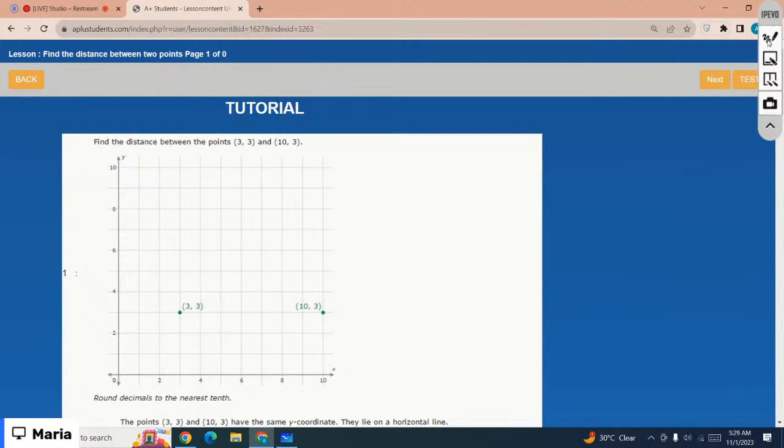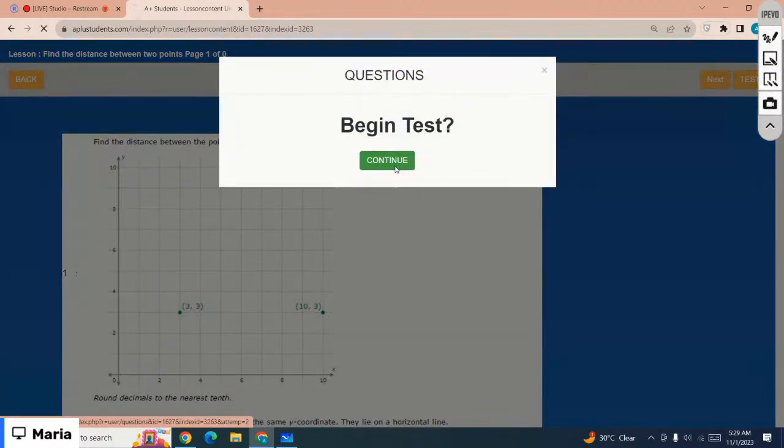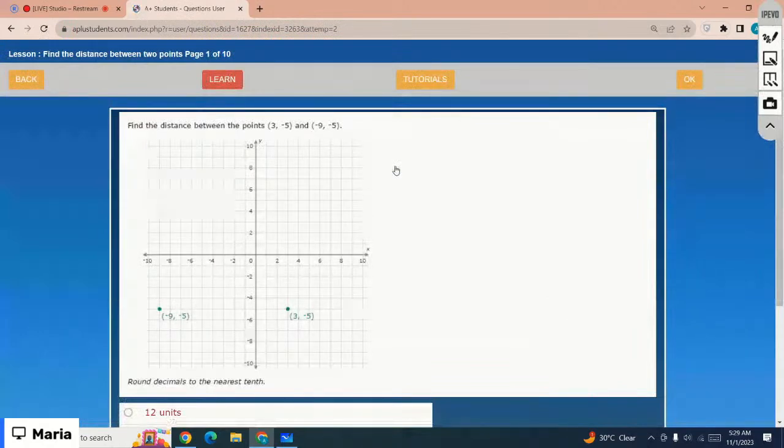Let's just start with the test questions. Okay, find the distance between the points (3, -5) and (9, -5). Just look at the points carefully. They have the same y value, right? That means they are on the same line, right? Here you have (3, -5) and (9, -5). Now you have to calculate the distance, right?